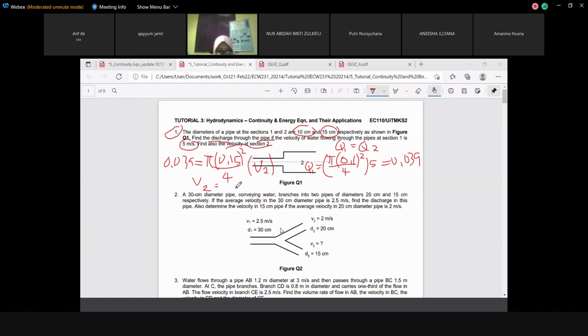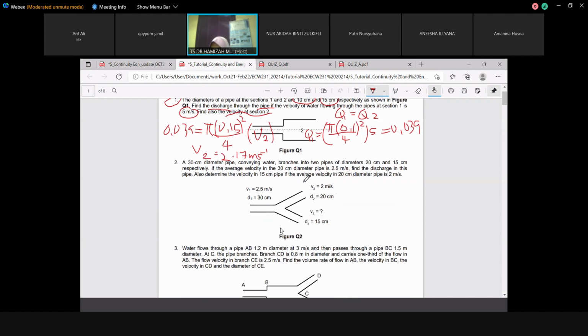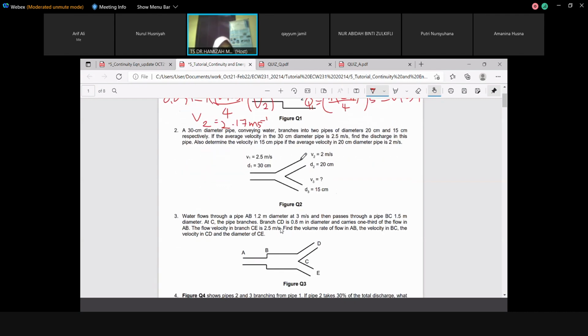V2 dia dapat 2.17. Kalian dapat sama tak? Lebih kurang lah kot, 2.2 kat jawapan ni. Saya dapat 2.2. Lebih kurang lah. Nanti kira balik, kau dapat 2.2 ni. Baik, ya, doktor. Lebih kurang lah.